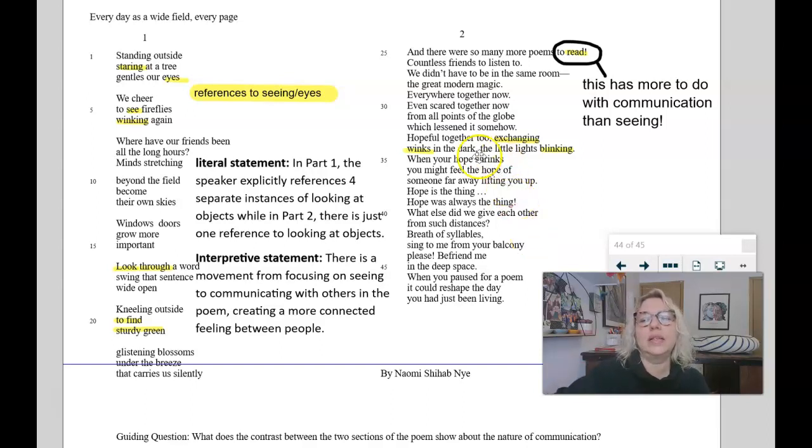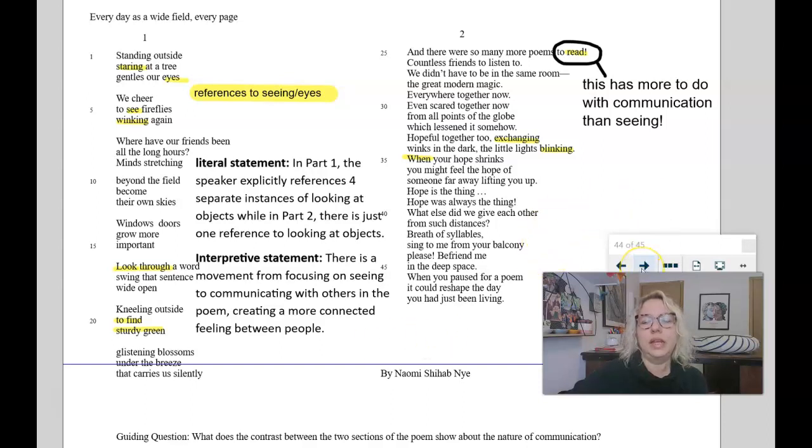And exchanging winks in the dark, little lights blinking, this is really just one thing that they're looking at, right? It's literally looking at the phone or technology implement, hardware, and seeing lights blinking when there's some kind of communication. So my interpretive statement reads, there is a movement from focusing on seeing to communicating with others in the poem, creating a more connected feeling between people. What do you think? Like that one?